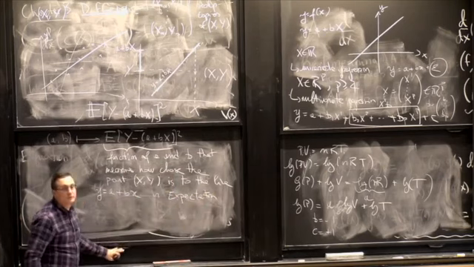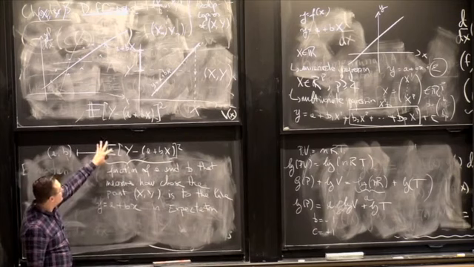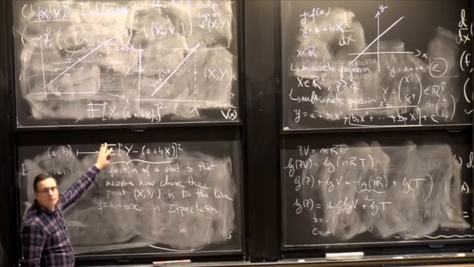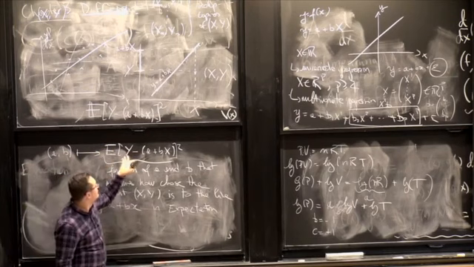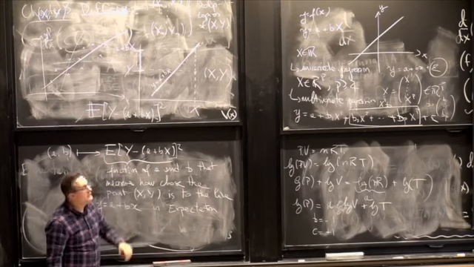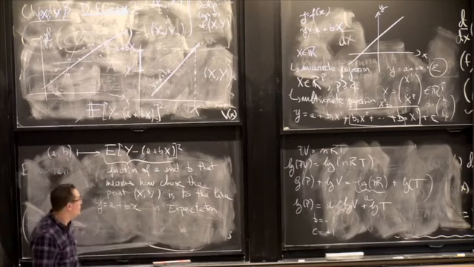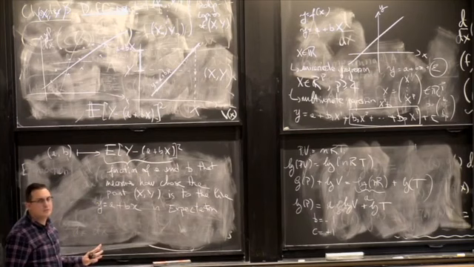Okay, agreed? This is what we just said. And if you're not comfortable with the reason why it's an expectation, just think about having data points and taking the average value for this guy. So it's basically an aggregate distance of the points to the line. Okay, everybody agrees this is a legitimate measure?